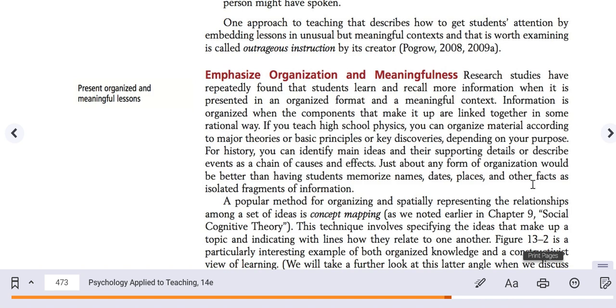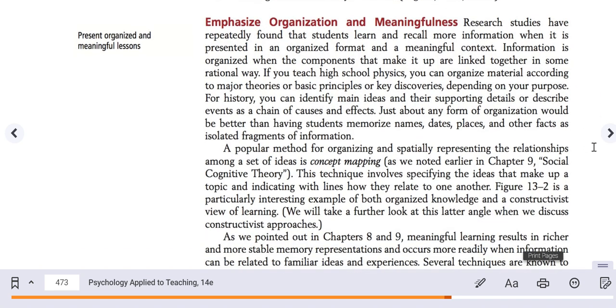Emphasize organization and meaningfulness. Research studies have repeatedly found that students learn and recall more information when it is presented in an organized format and a meaningful context. Information is organized when the components that make it up are linked together in some rational way.